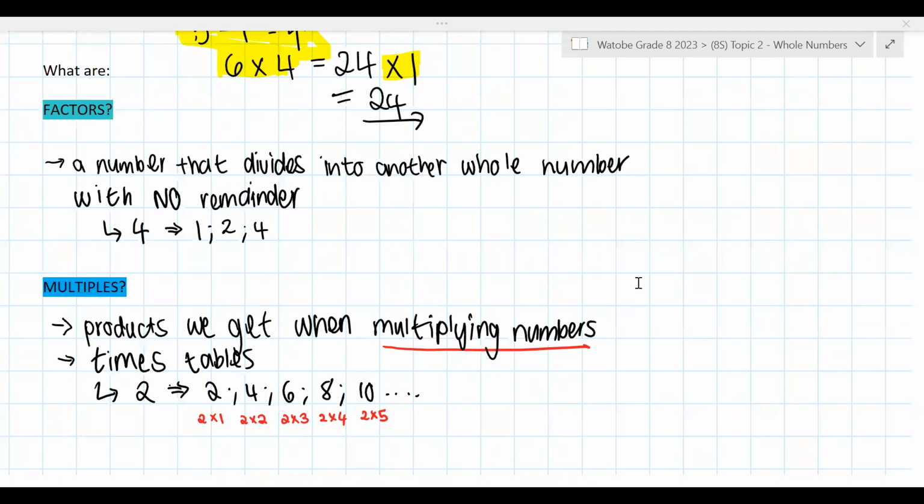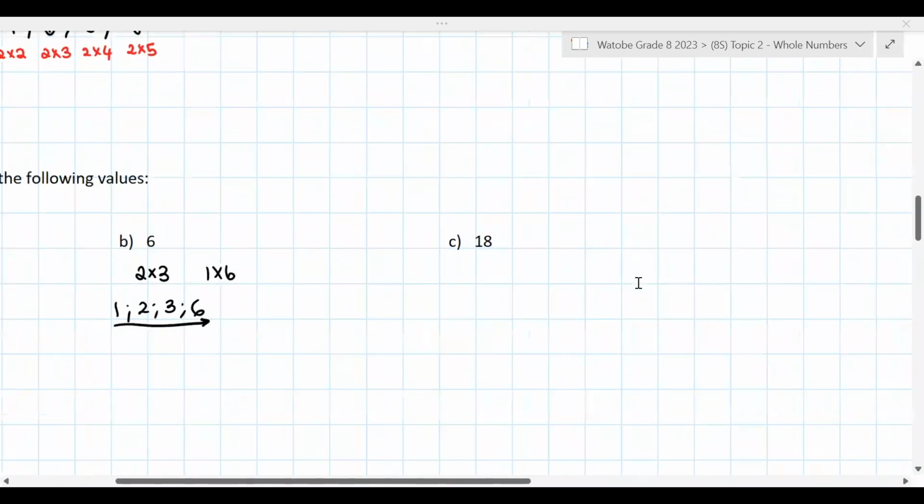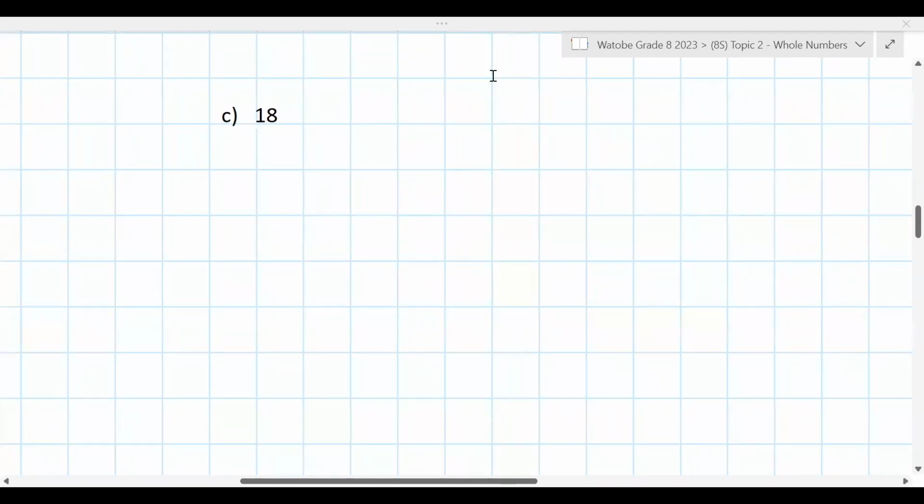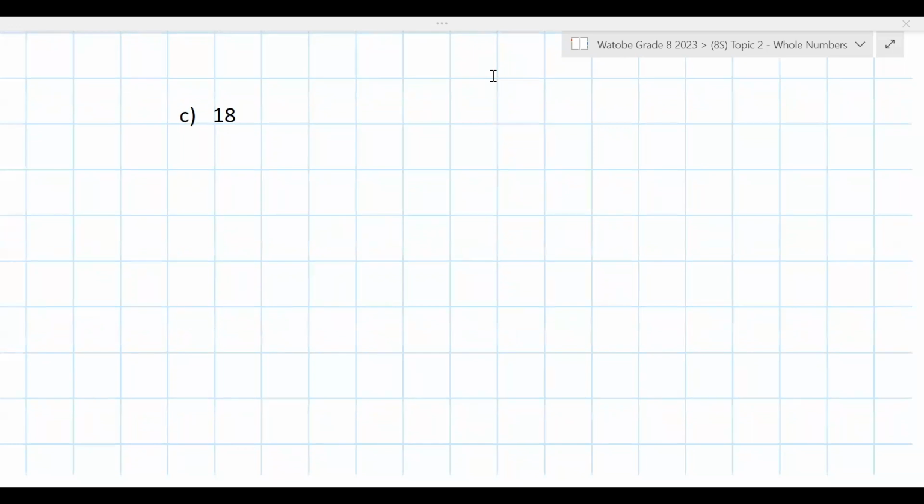Alrighty. So let's try another factor. Our next factor that we want to try is the factors of 18. So all of the numbers that can divide into 18 without a remainder. So take a second, have a think.